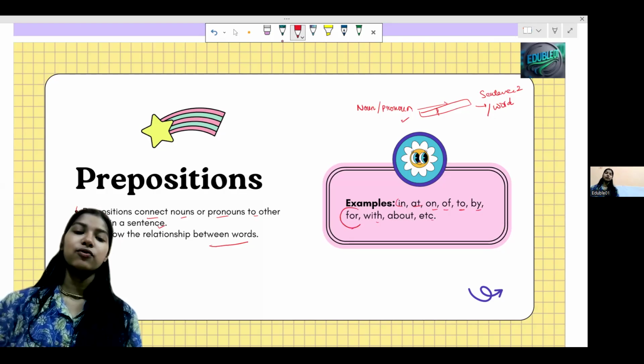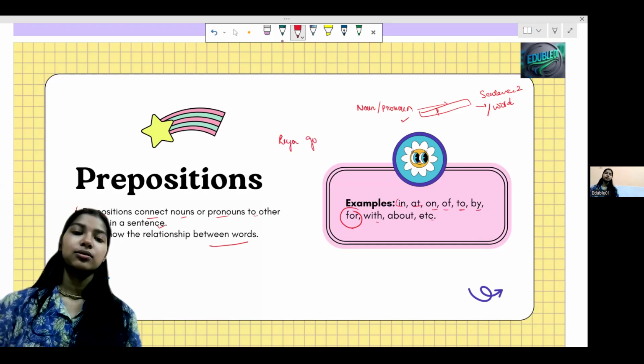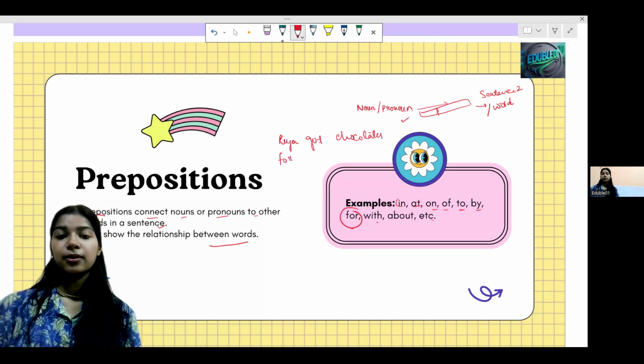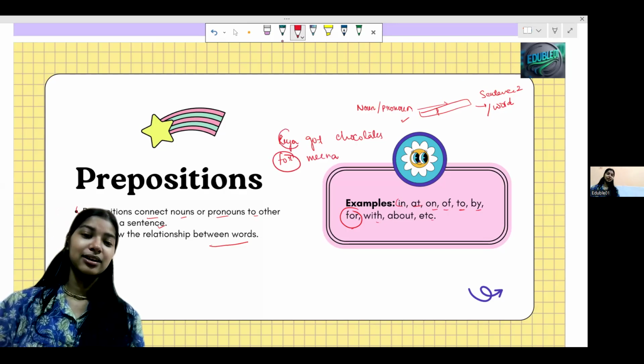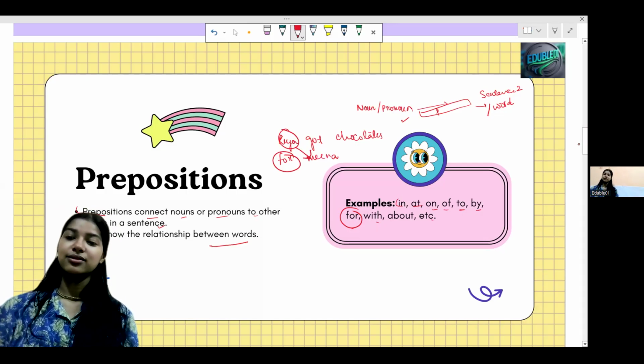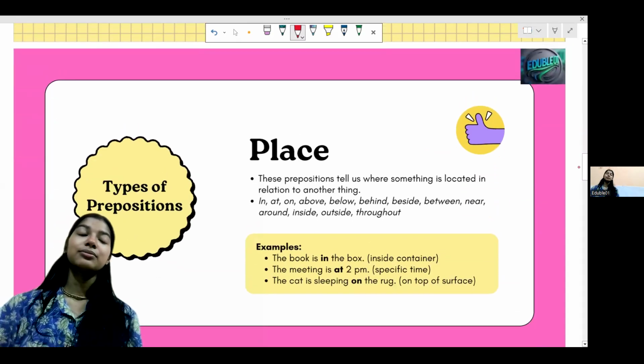Let's take one example with the word for. Ria got chocolates for Mina. The word for is connecting the noun with the other word in the sentence. Okay, so that's how we are going to use prepositions. Now let's learn some types of prepositions.